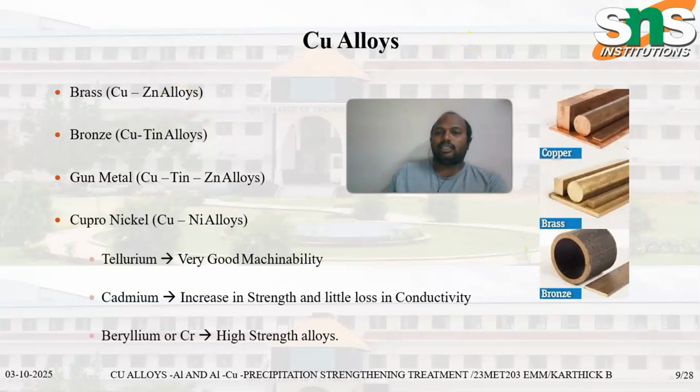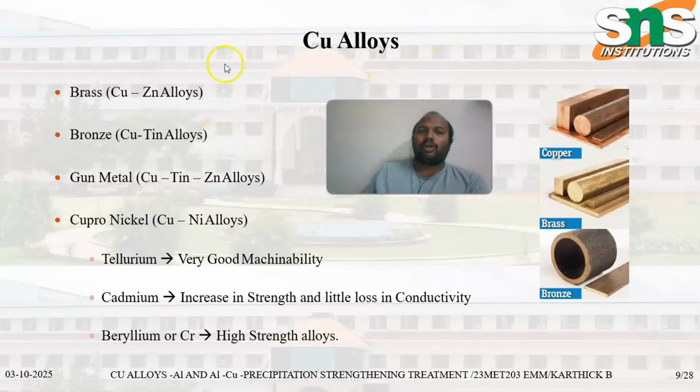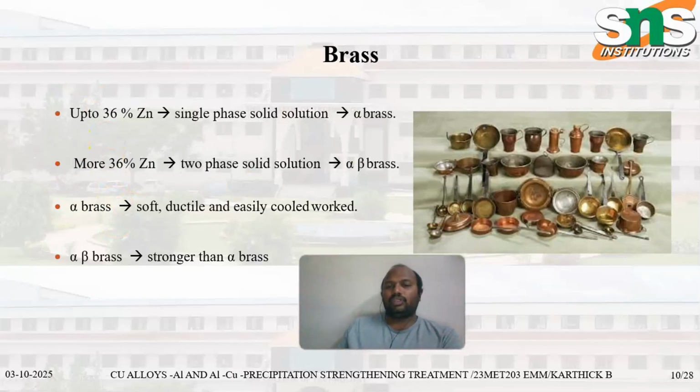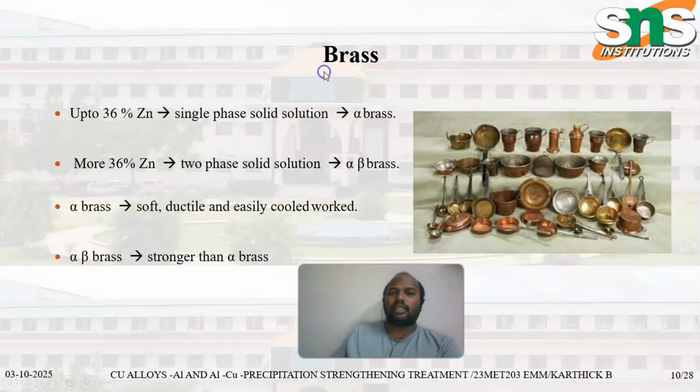As I already discussed, these are the copper alloys: brass, bronze, gunmetal, copper nickel. These three are formed, but these four are majorly used in the copper alloys. The first one is brass. If we take brass, up to 36% of zinc is added, and it is a single phase solution. So here alpha brass comes into the picture.